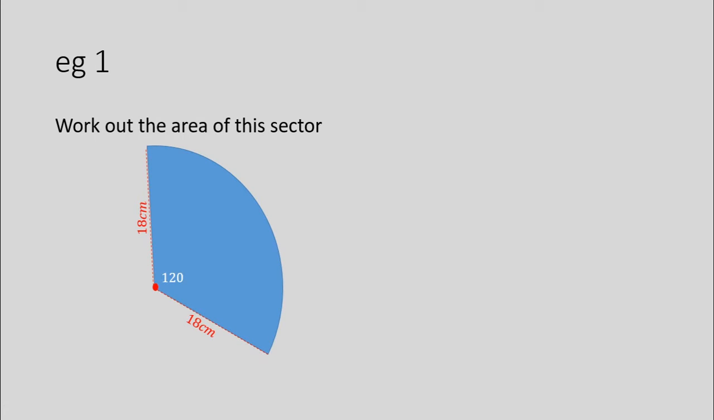Now in this example, I'm giving you the angle at the center, and I'm giving you the length of the radius, which is 18 centimeters. So to find the area of the sector, I'll set up my formula. It's a fraction of the full area of the circle, and that fraction depends on this angle here at the center, 120. So it's 120 over 360. It's always over 360 until we simplify it, times pi, and the radius squared is 18 squared.